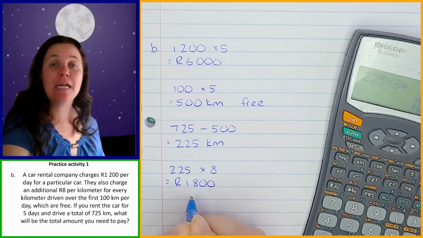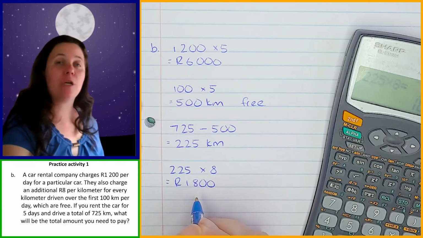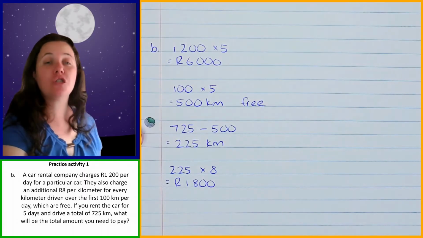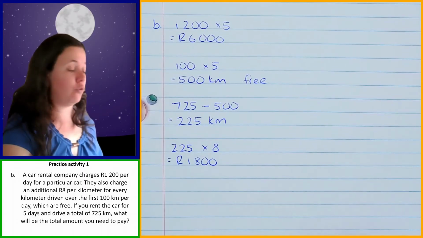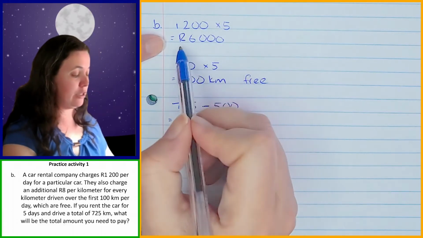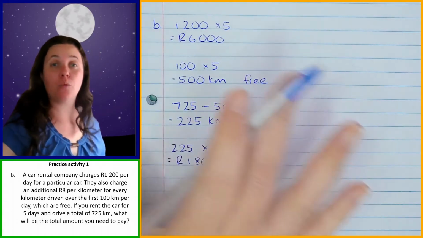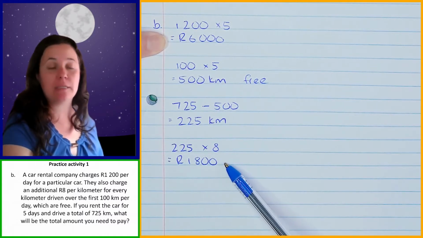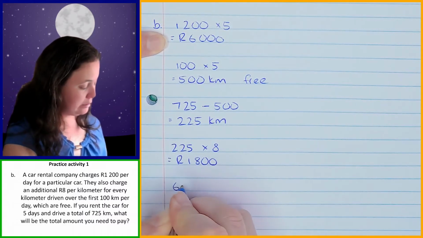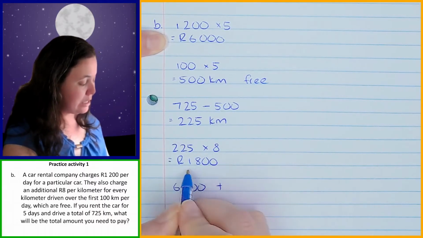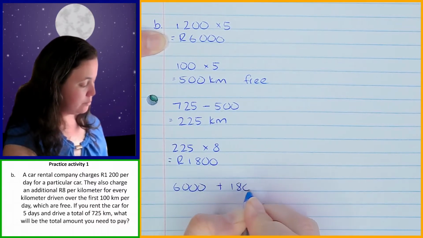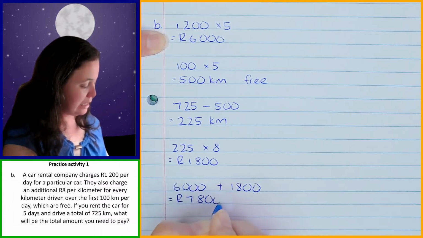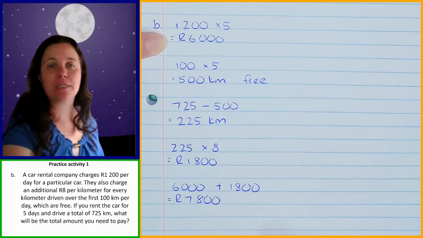So they're going to pay an extra 1,800 Rand because of the extra kilometers that they drove. So now we can work out the total amount that they need to pay for renting this car, which is the amount that they pay just for renting the car without worrying about the kilometers, plus the amount that they pay for the extra kilometers that they drove. So it's going to be 6,000 plus that 1,800. And that will give you a total of 7,800 Rand. So that's what you should have got for this question.